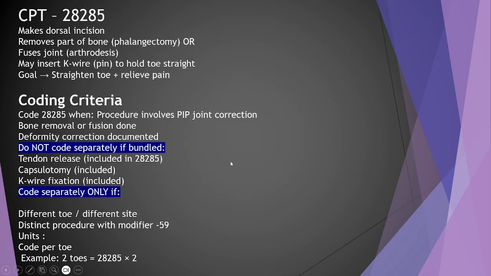Okay. So in 28285, he will make an incision, remove part of the bone, fuse the joint, and may insert pins to straighten the toe. The coding criteria, as we previously discussed, is that code 28285 involves the PIP joint correction, with deformity correction documented. Do not code separately if there is a tendon release, capsulotomy, or K wire. Code only if there is a different toe, different site and unit, and code as per the toes. Example, 2 toes, 28285 times 2.